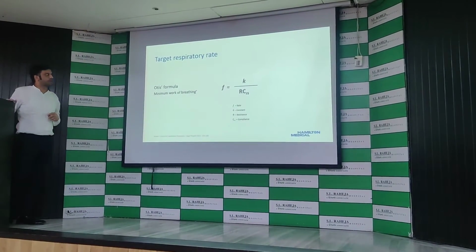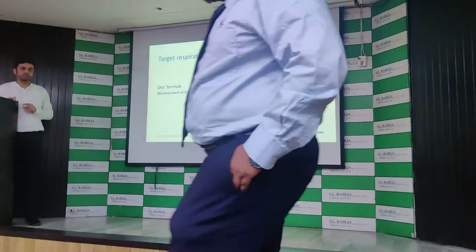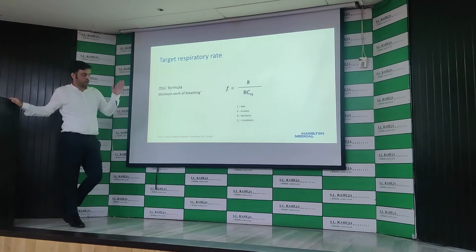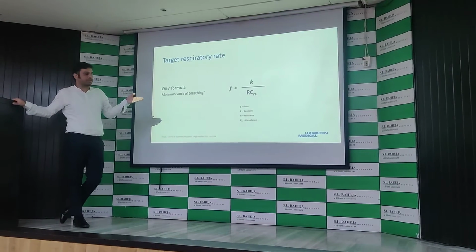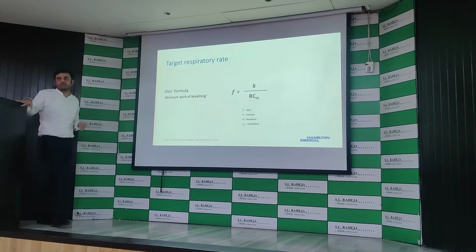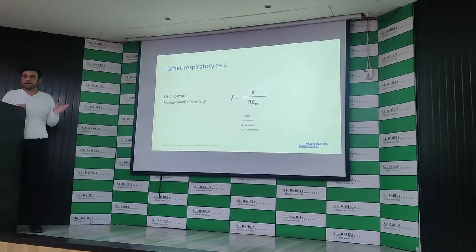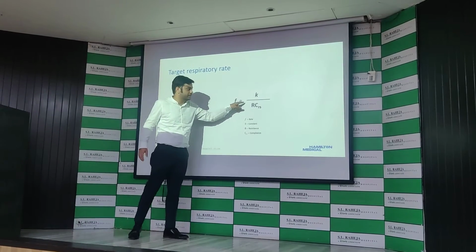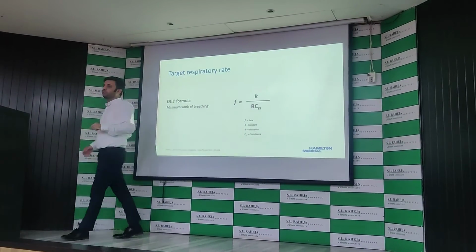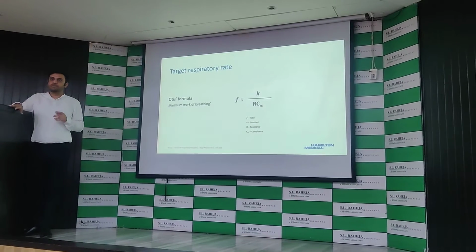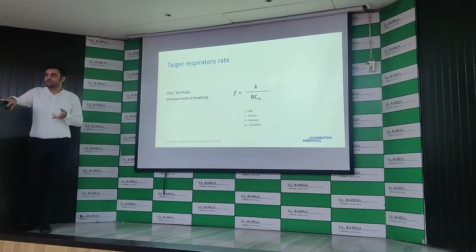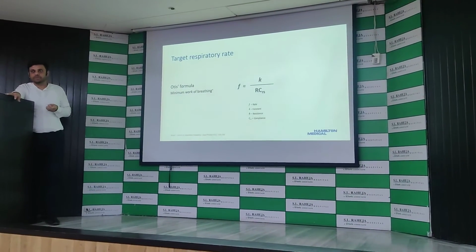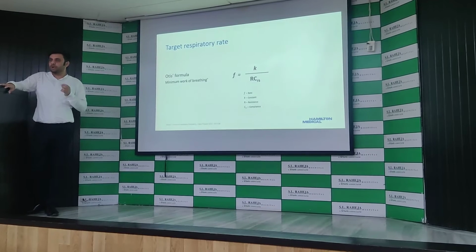So this is the Otis formula, and it works exactly on this algorithm, where the rate is equal to the constant divided by the time constant, which is the inspiratory resistance times the compliance. This respiratory time constant becomes very important to monitor in the machine. When we talk about the normal time constant, any idea what it is? It is around 0.6 seconds.